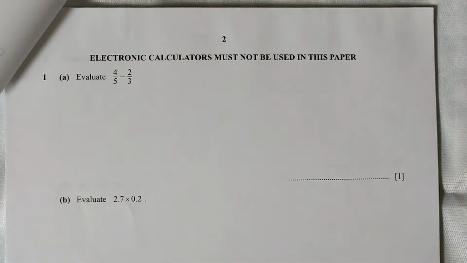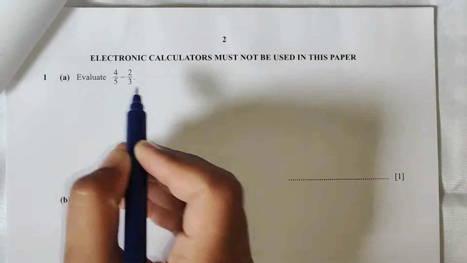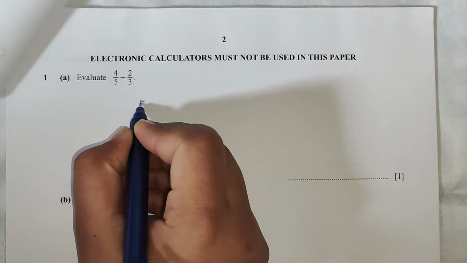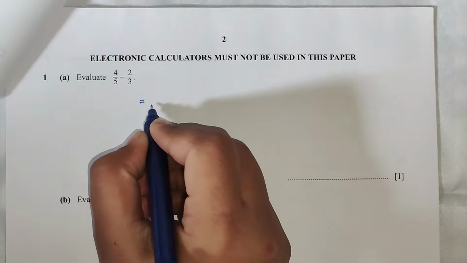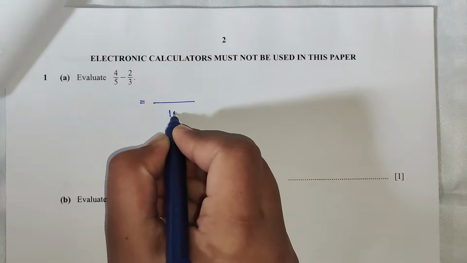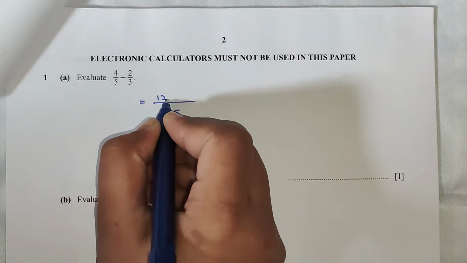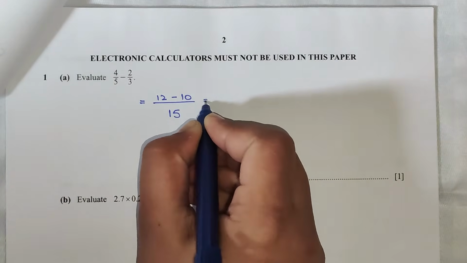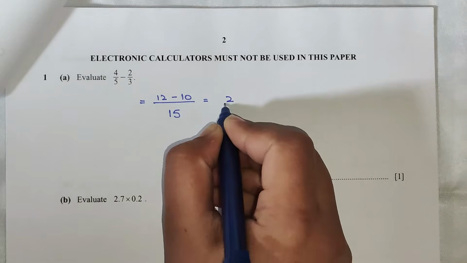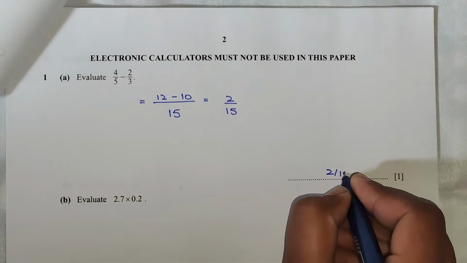In the first question, part A, we need to evaluate 4 over 5 minus 2 by 3. First we need to make the denominator the same. So 5 times 3 would be 15. Doing a cross multiplication, 4 times 3 is 12 minus 5 times 2 is 10, and 12 subtract 10 would be 2 out of 15. So the answer is 2 by 15.